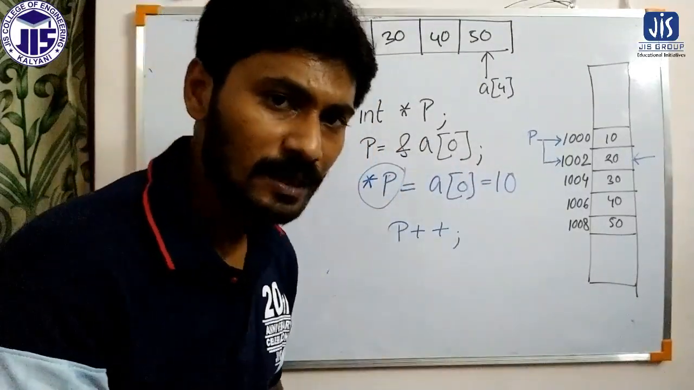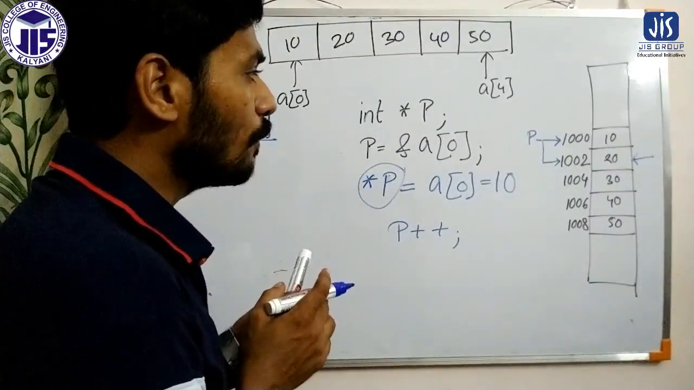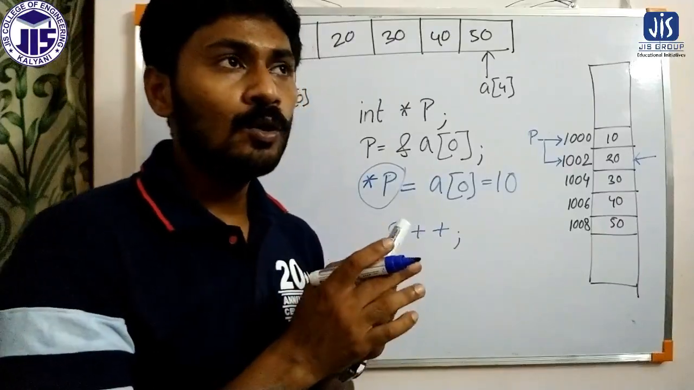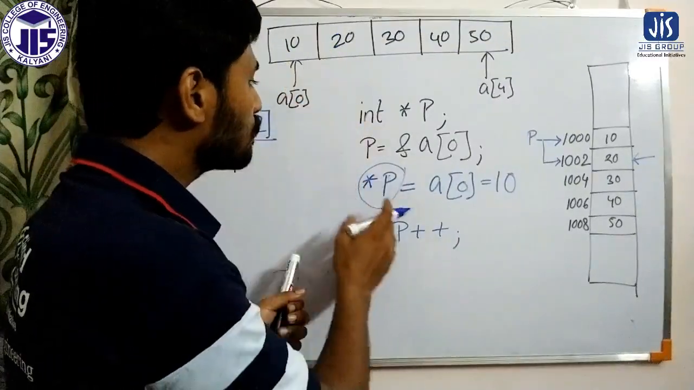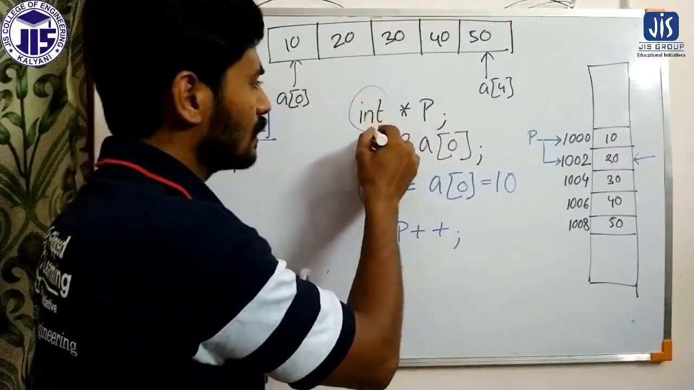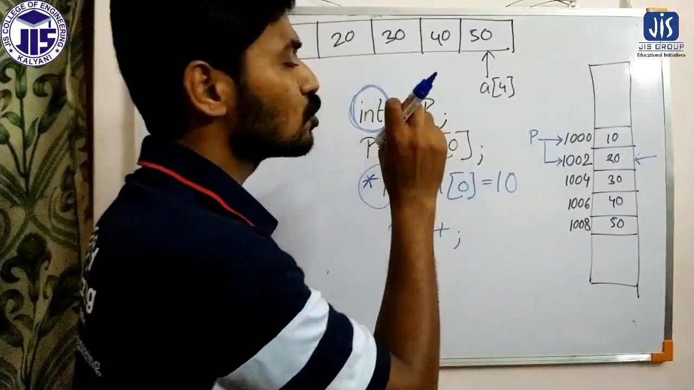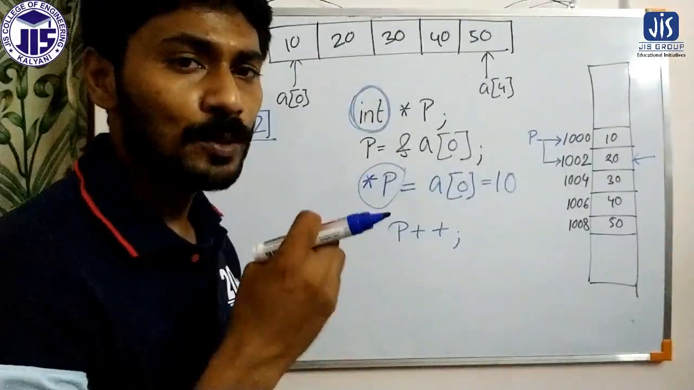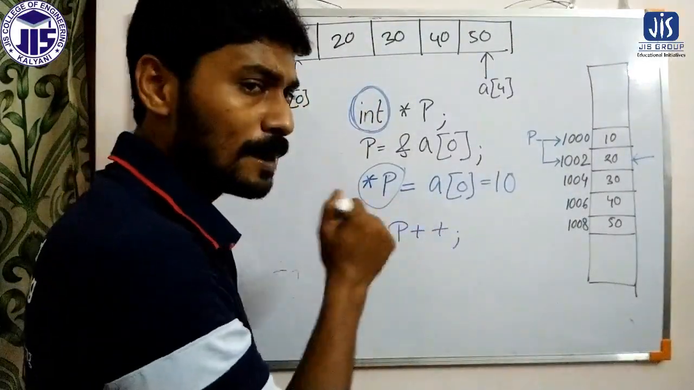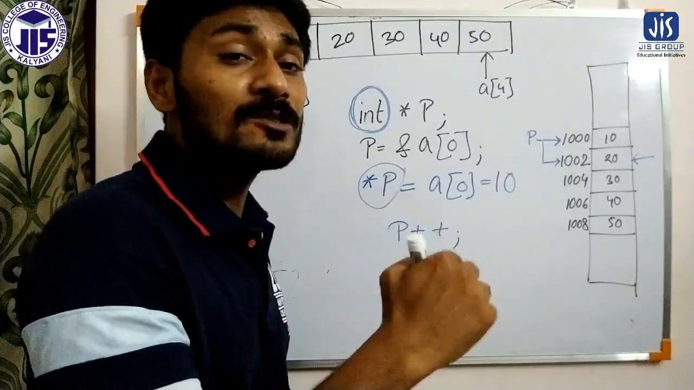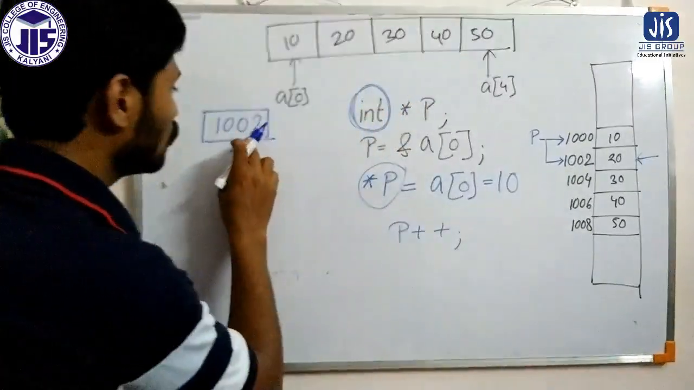Pointer arithmetic we have already discussed. In pointer arithmetic, if we perform an increment operation on P, then the value of P will not increase by 1. The value of P's increment depends on the data type. As this pointer variable P is storing the address of integer type data, and we know each integer takes 2 bytes to store the data, that's why if I perform p++, the value of p will increase by 2. So p++, now the value of p is updated to 1002.